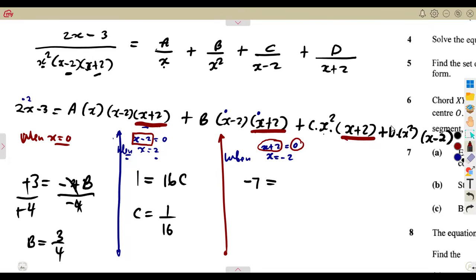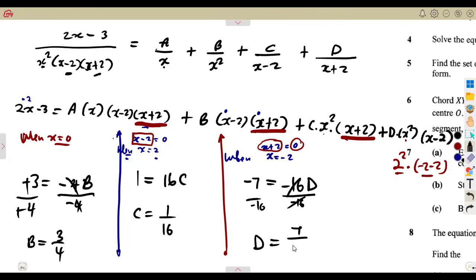So meaning to say, we are going to focus on this part of D, because we do not have x plus 2 there. So in place of x, that will be 2 squared times minus 2 minus 2. Remember, our x is minus 2. So that's minus 4 times 4, which will be negative 16. So that's negative 16D. Divided by negative 16, that gives us the value of D, which is 7 over 16.